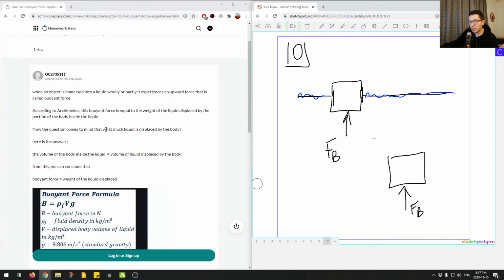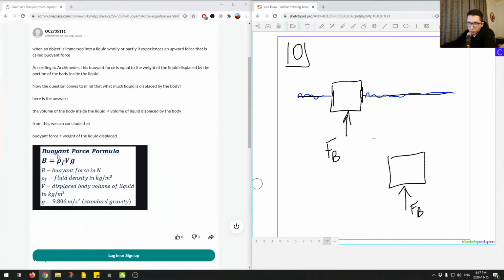Now the question comes to mind, how much liquid is displaced by the body? How much liquid is displaced by the body is the volume of the body inside the liquid, which equals the volume of liquid displaced by the body. Essentially, for any object submerged, the volume of that object will be the same as the volume displaced by the object onto the liquid. So from this, we can conclude buoyant force is equal to the weight of the liquid displaced.